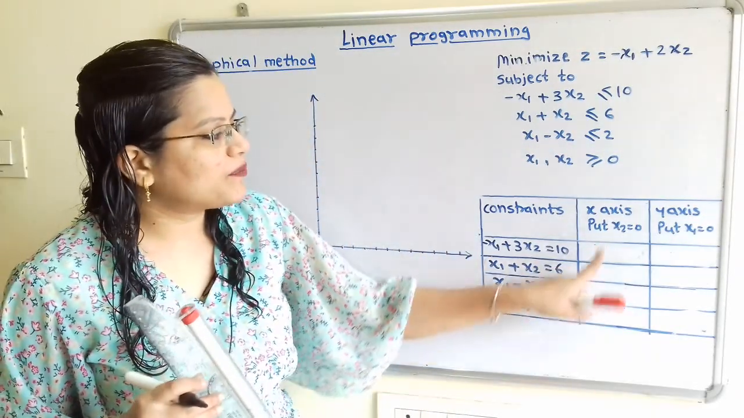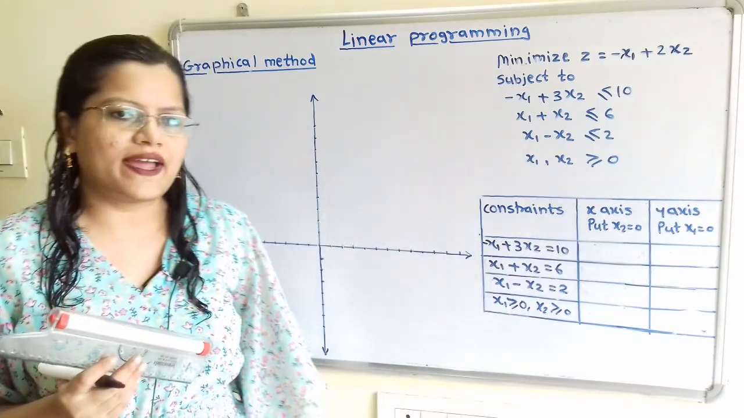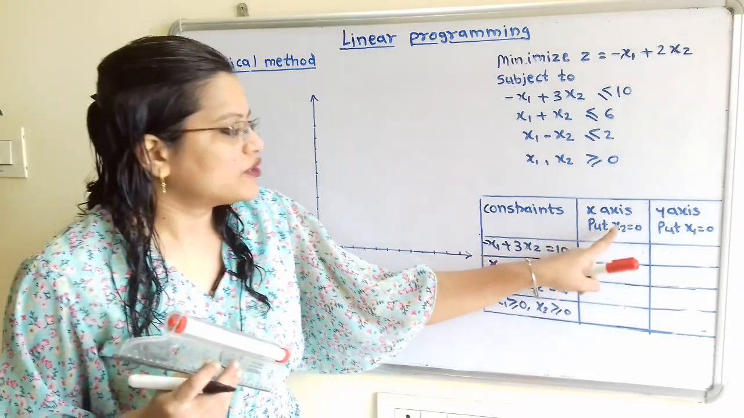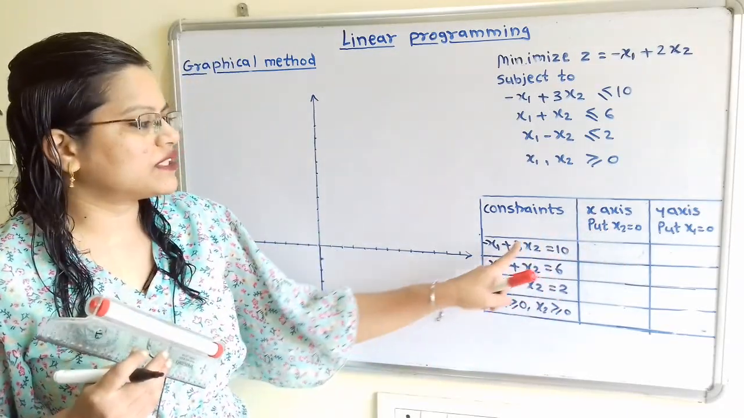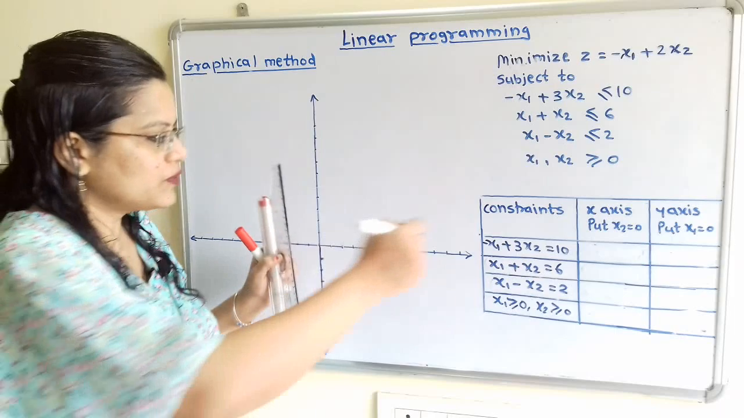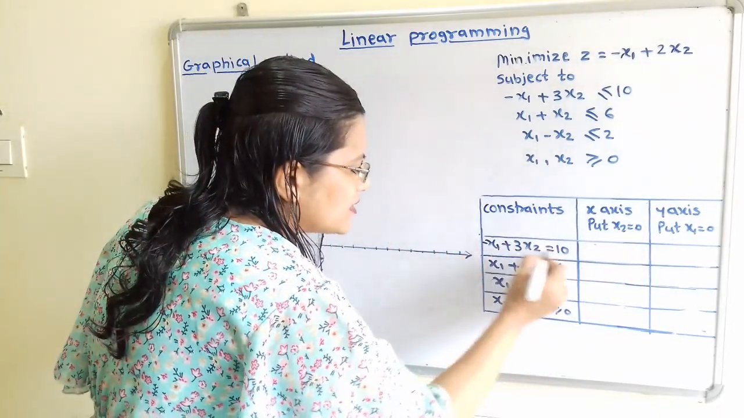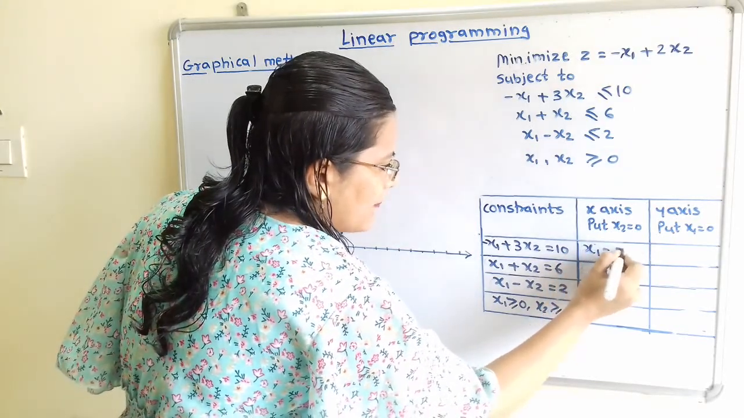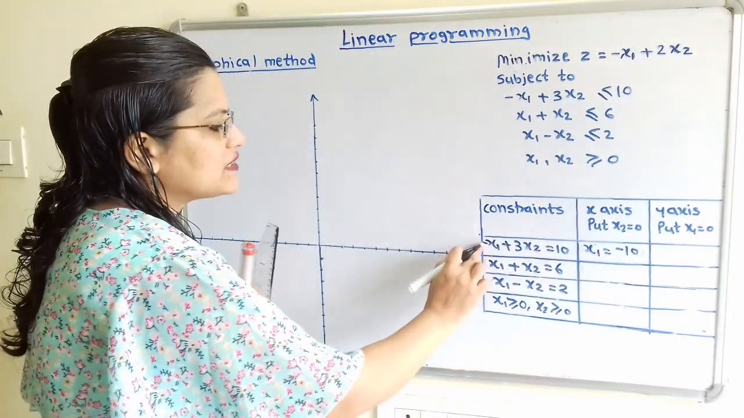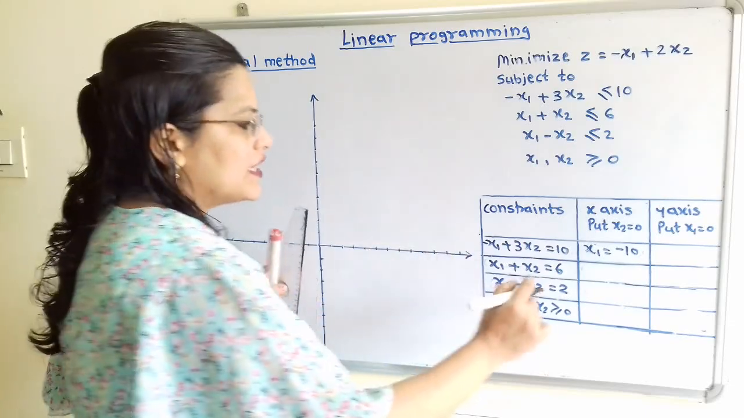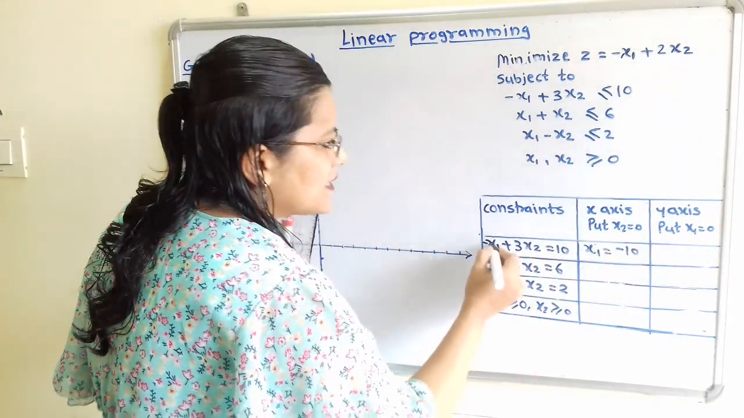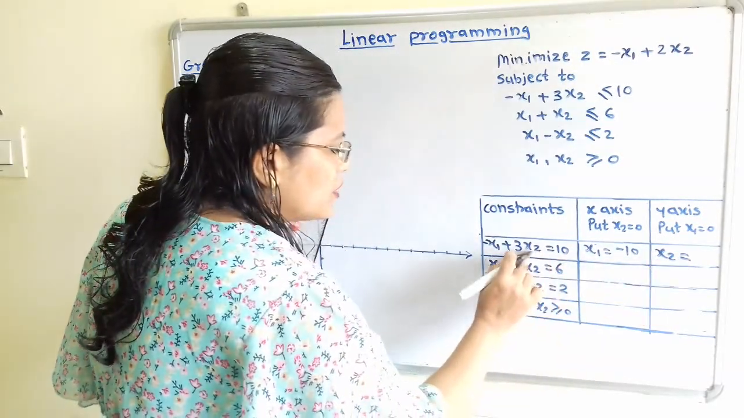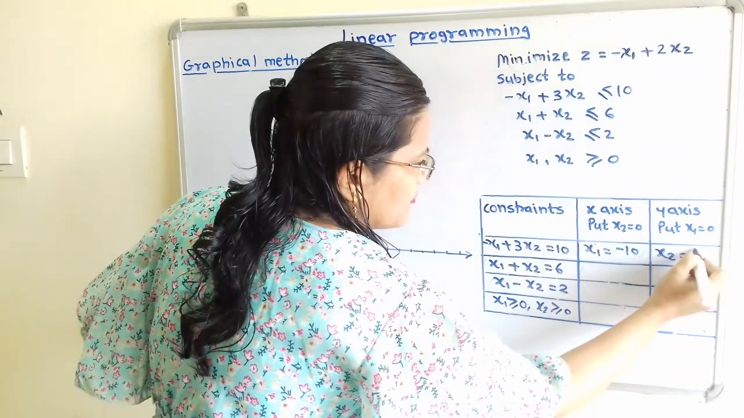Now we will find out the points on the x-axis and on the y-axis. So for that we have to put x2 is equal to 0. When we put x2 is equal to 0, we will get the x1 value. If we observe this equation, put x2 is equal to 0, then x1 is equal to minus 10, because this minus sign we have to transfer to the right hand side. When we put x1 is equal to 0, then on the y-axis we will get x2 is equal to 10 divided by 3.